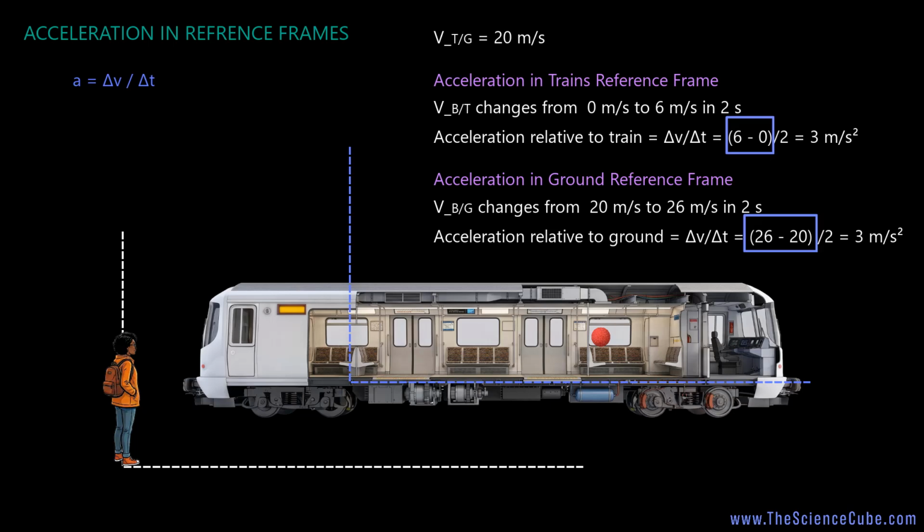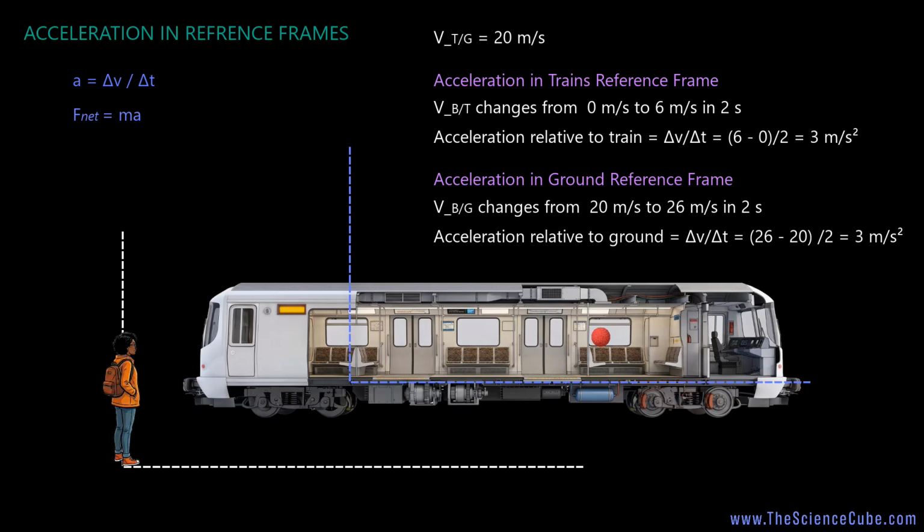And why does this matter? This is not just a mathematical curiosity. This result is the reason Newton's laws are universal. Newton's second law says net force equals mass times acceleration. F net equals ma. If acceleration is the same in all inertial frames, then Newton's second law makes the same prediction in every inertial frame. The forces, the masses, the accelerations, all consistent.